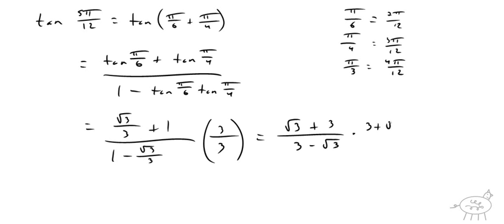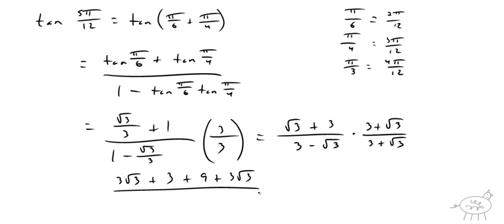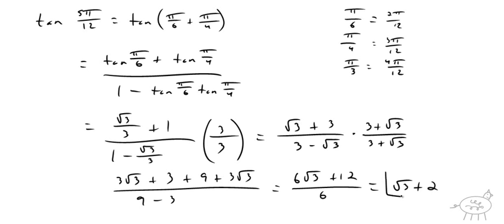So we're going to multiply by 3 plus root 3 over 3 plus root 3. That's going to give us 3 root 3 plus 3 outer, inner plus 9, and last plus 3 root 3. In the bottom we're going to get 9, outside inside cancel, minus 3. So we put it all together and we get 6 root 3 plus 12 over 6. Then we simplify that and we just get root 3 plus 2. That's our answer. Pretty easy, pretty easy.